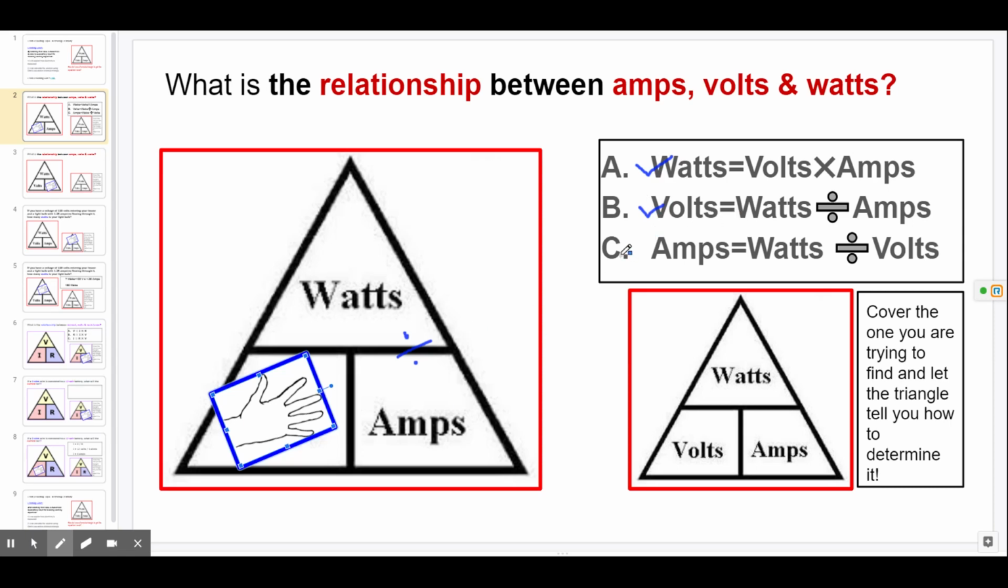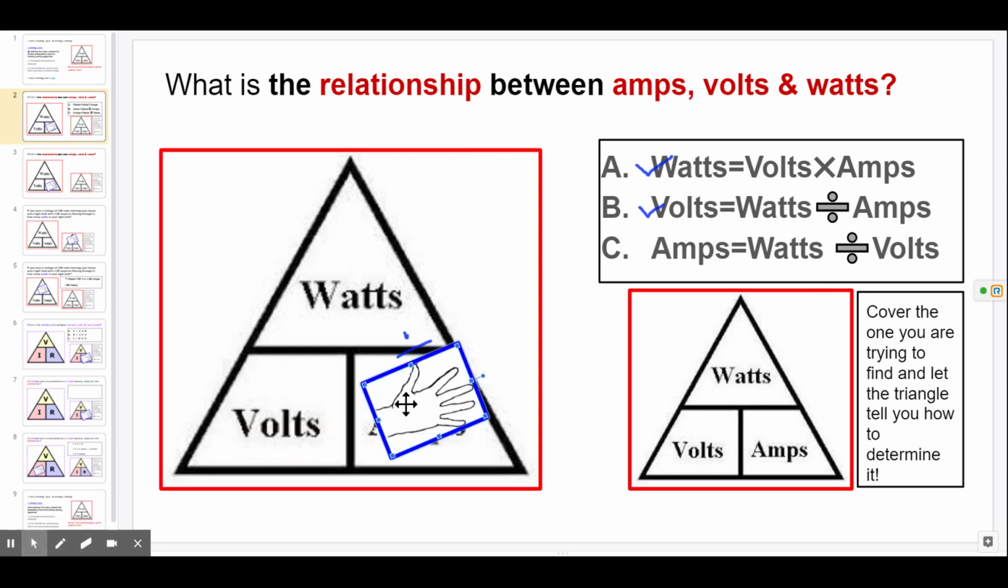Let's see what amps is equal to. If we cover up amps, what do we see? We see watts over volts. That means watts divided by volts. Amps equals watts divided by volts. C is correct as well. These are the relationships written 3 different ways between current, voltage, and watts.